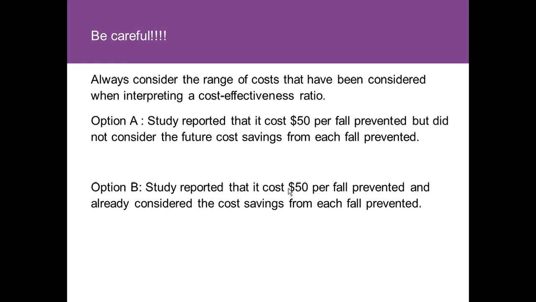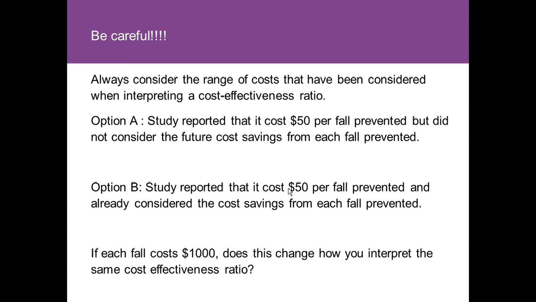A superficial contrast of option A and option B might lead you to think they're equivalent. Both cost $50 per fall prevented. However, if I were to tell you that each fall costs $1,000, I want you to consider how this changes your interpretation of these cost effectiveness ratios. For me, this makes option A appear much more attractive because that $1,000 saving per fall prevented had not already been considered in that $50 per fall prevented estimate.